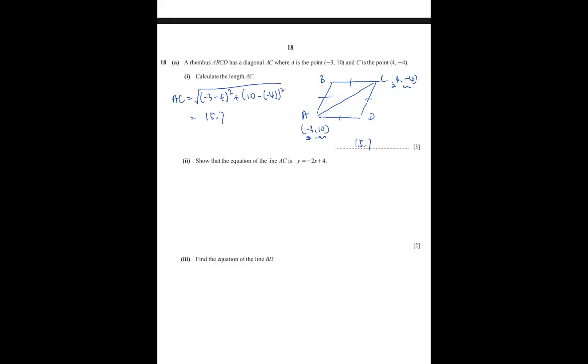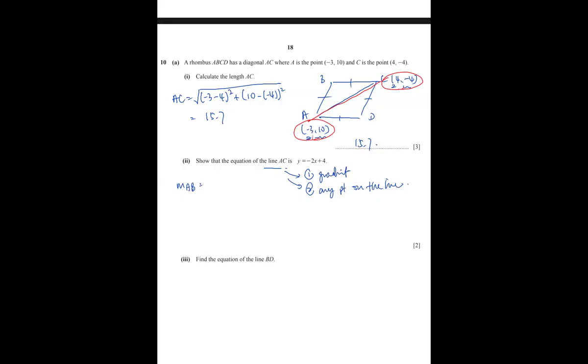Show that the equation of AC is that. To find the equation of a straight line, you need 2 things. If you've done coordinate geometry with me, you've probably heard this until you vomit already. You need 1, the gradient, and 2, any point on that line. You already have 2 points available, this one and this one, because AC obviously lies on the line AC. So all you need is the gradient.